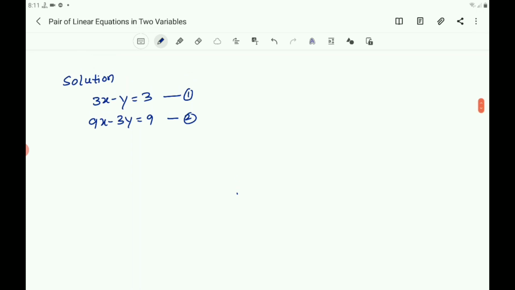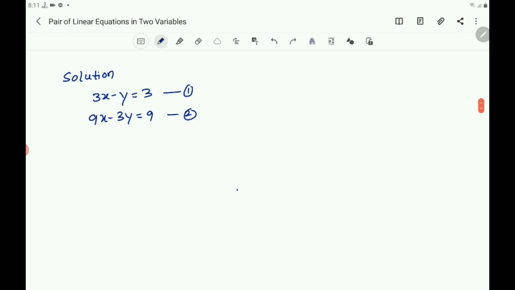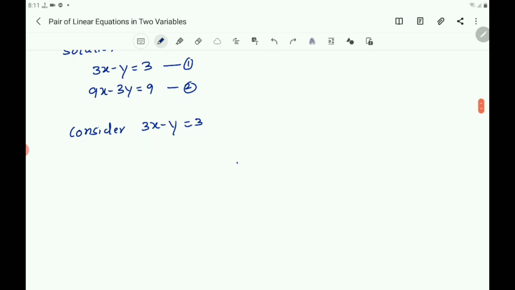Now you consider any one of the equations. So here this y has the coefficient 1. It is better to take the first equation for the first step. So now you consider 3x minus y equals 3. Now minus y is there. It is better to transfer minus y to RHS and 3 to LHS. It becomes 3x minus 3, and y on the other side. So the equation becomes y equals 3x minus 3.